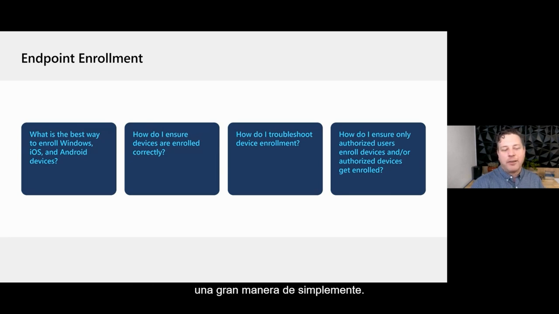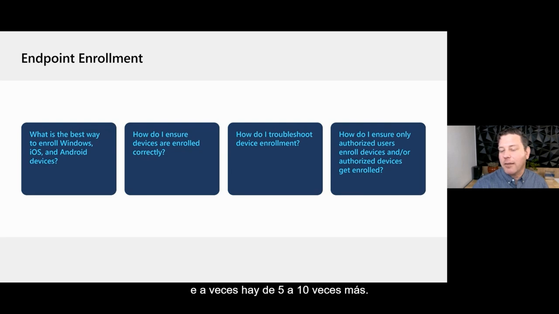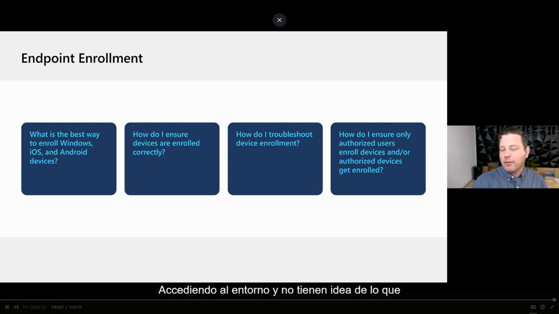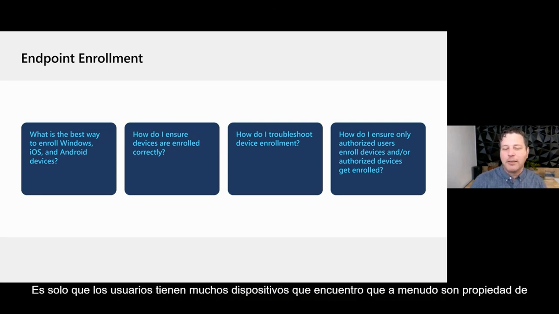So it's a great way to just start the discussion about the need for endpoint enrollment and endpoint protection, because it's quite common for a customer to think there are maybe 30 computers accessing their network and their data on a regular basis, and maybe I'll hear, okay, there's a few personal devices but not many. I'll show them there's sometimes 5 to 10 times that much accessing the environment, and they have no idea what they are, and that's without a security breach, right? It's just users have a lot of devices.